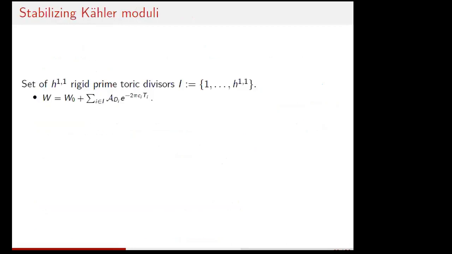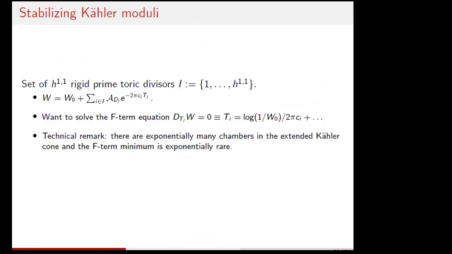As I told you, we have found the superpotential W0 plus non-perturbative terms in the non-perturbative superpotential, and we want to solve the F-term equation numerically. A technical remark that I want to make is that there are exponentially many Kähler cones in the extended Kähler cone at large h11, and an AdS minimum is exponentially rare.